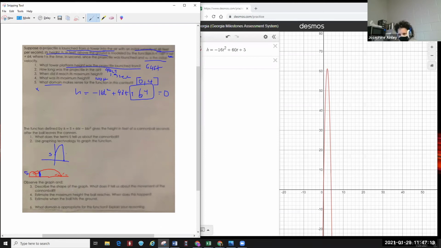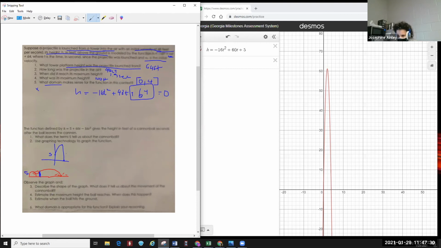All right, so again, I'm not writing those down, I'm just speaking it. So go ahead and rewind the video if you're not hearing what I'm saying so that you can hear me. Describe the shape of the graph: it's a downward facing quadratic. What does it tell us about the movement of the cannonball? The cannonball goes up and then comes down.